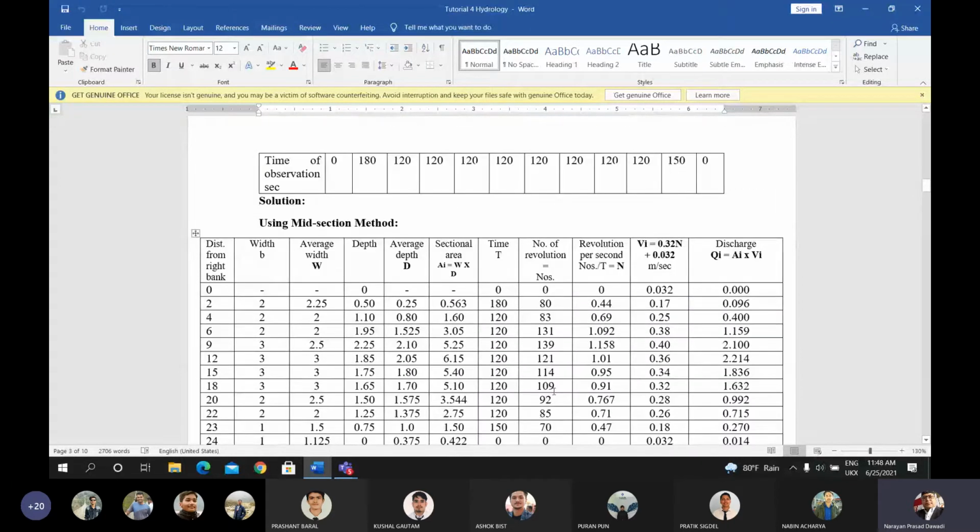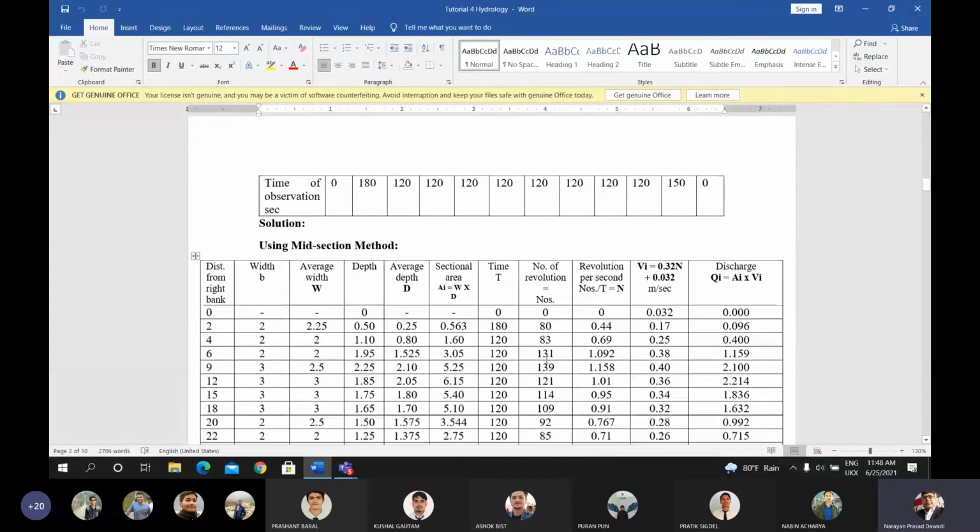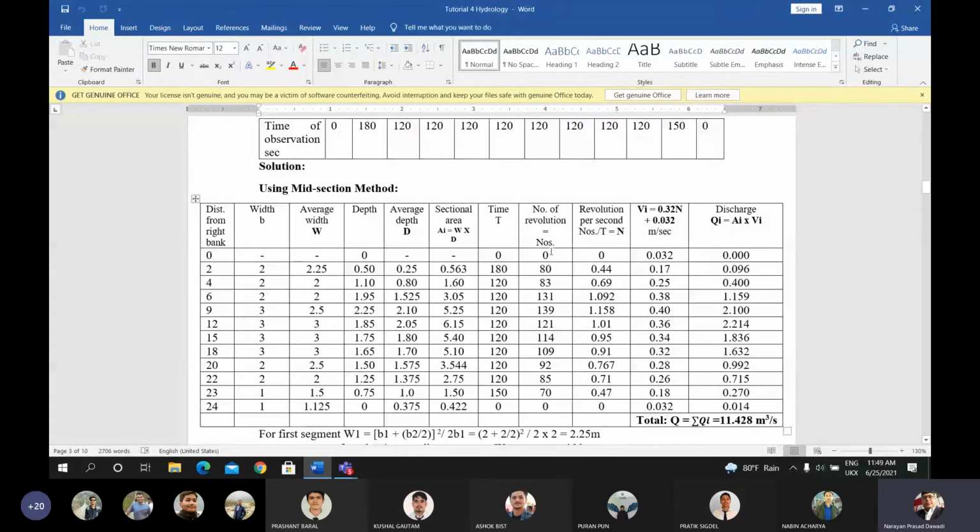Now we need the number of revolutions per second while calculating the velocity of flow. So the number of revolutions per second is equal to the total number of revolutions divided by time, which gives the values 0.80 divided by 180, 0.44, 83 divided by 120, 0.69, 131 divided by 120, 1.092. In this way, revolutions per second is calculated as n.